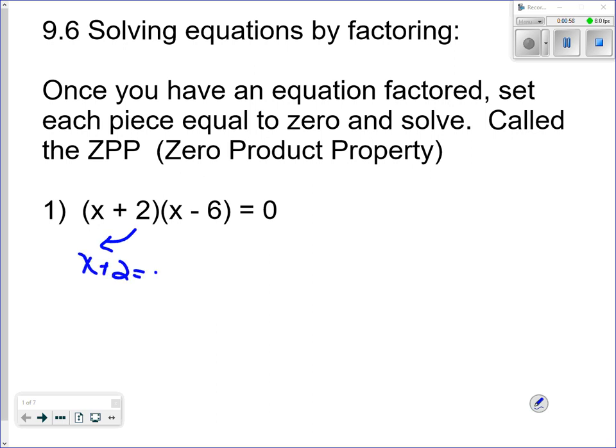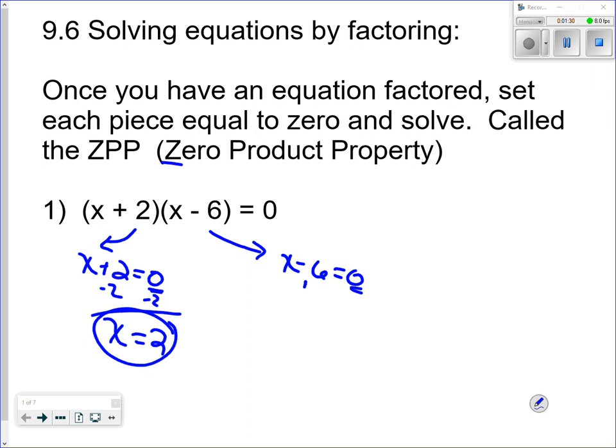So the first one is just going to say x plus 2 equals 0. And the second one, when we pull that out, is going to say x minus 6 equals 0. We have two little simple equations, and we just need to solve each one. So the zero product property says you're going to set each one equal to 0. Okay, and then you just have to solve. Remember, when you're solving, this is just a one-step equation. You're just going to do the opposite of what it says. So we're going to subtract 2 from both sides. We get our first solution, x equals 2. And over here, you're going to add 6 on both sides, and you get your second answer of x equals 6.